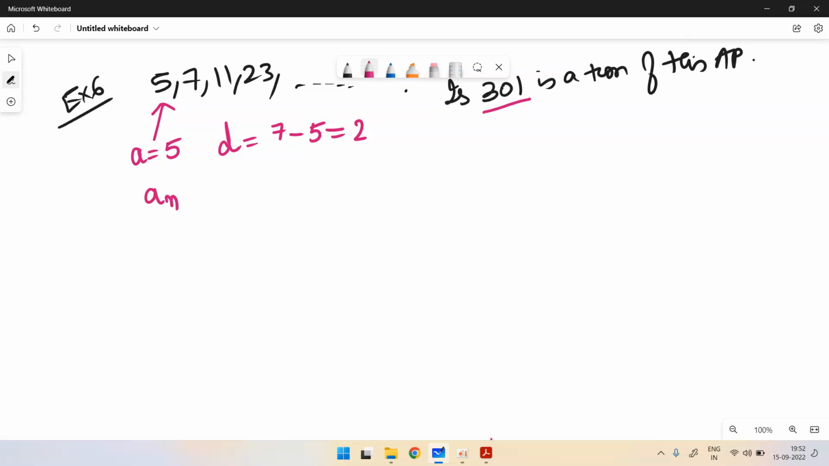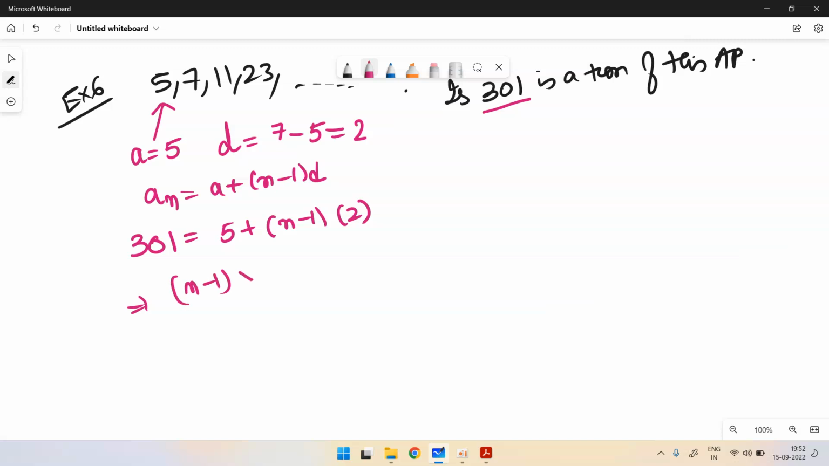If I apply the formula a_n = a + (n - 1)d, this is the nth term, and assuming my nth term is equal to 301, in place of a_n I write 301, a is given as 5, n is unknown, and d is 2. Substituting, (n - 1) into 2, which gives 301 minus 5, which is 296.